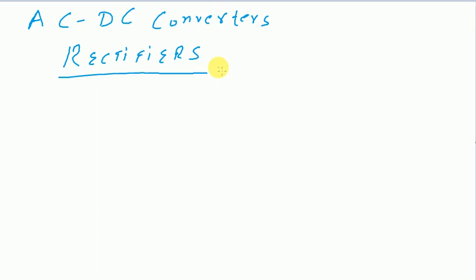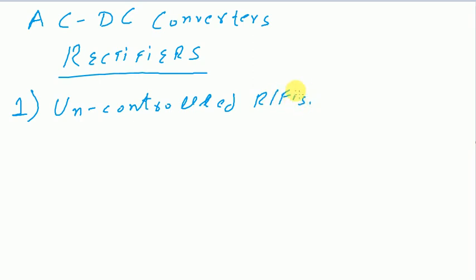Okay, there are two main categories of rectifier circuits. The first category of rectifier circuit is termed as uncontrolled rectifiers. And the next major category of rectifier circuits is termed as controlled rectifiers. So what is the difference between the two categories of rectifier circuits?